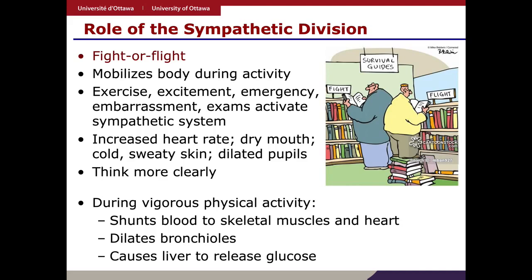Bronchodilation in the lungs facilitates the movement of air in and out of the lungs so that the uptake of oxygen from the atmosphere and the elimination of carbon dioxide from the body are maximized. An enhanced rate of glycogenolysis, meaning the breakdown of glycogen into its component glucose molecules, and gluconeogenesis, the formation of new glucose from non-carbohydrate sources in the liver, increases the concentration of glucose molecules in the blood.